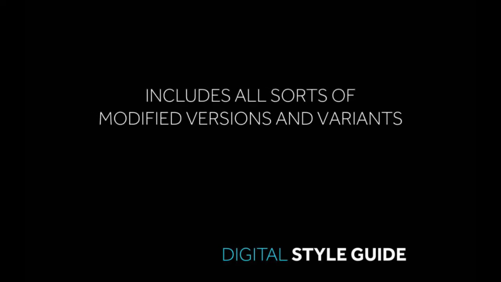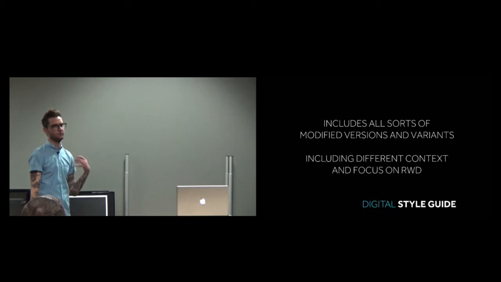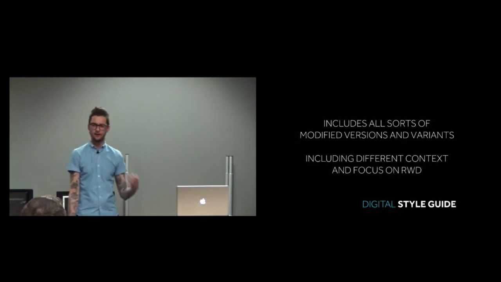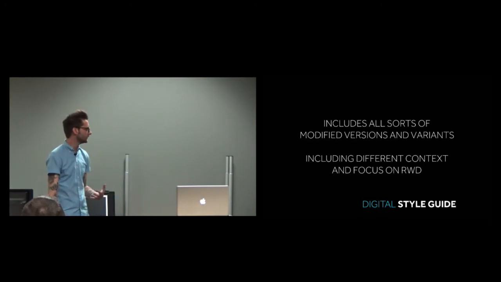A really good style guide contains different modified versions and variants, and they're around different contextual factors, especially around responsive web design. So when you build out a component, you're not just thinking of it as a static component, you're thinking about it from small devices to large devices. If there are other enhancements that are available, how will it adapt when these different factors and variables are there?